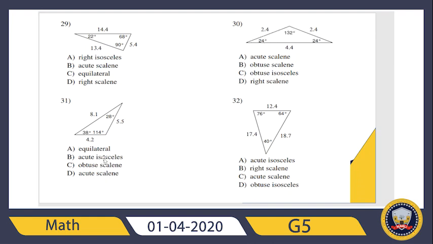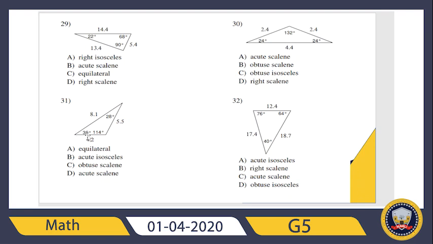Okay, let's move to the other question. Here the first side equals 4.2, the second side 5.5, and the third side equals 8.1. Does any side equal another? There are no sides equal to each other. All sides are different in their length. So we can call this triangle a scalene triangle, because all sides are different in their length.